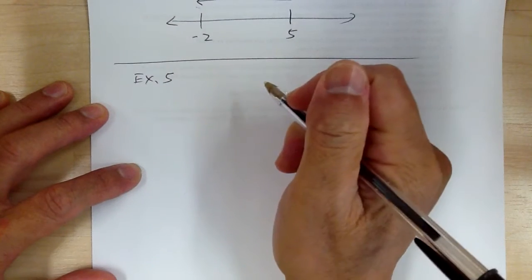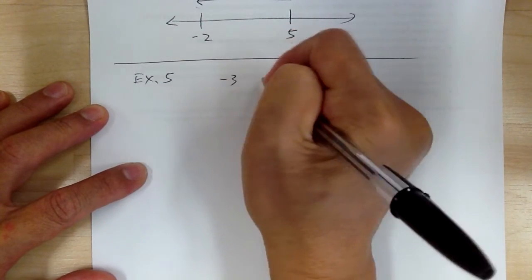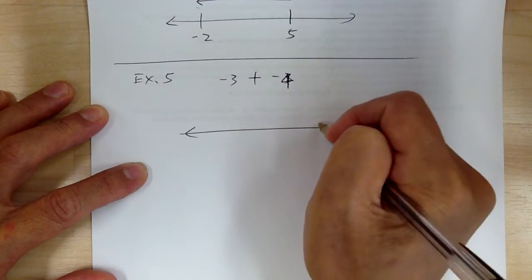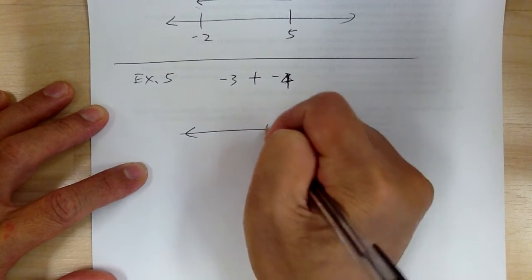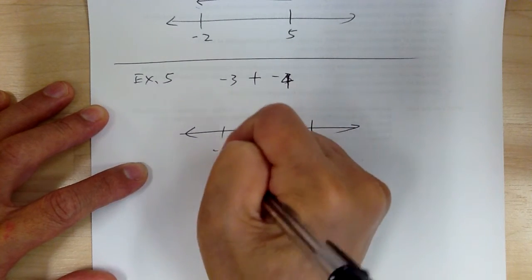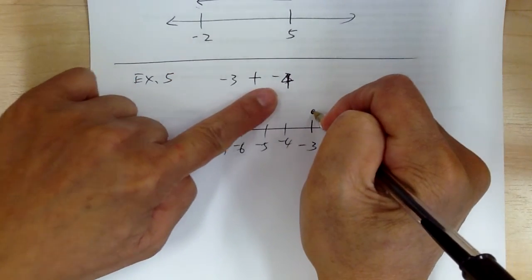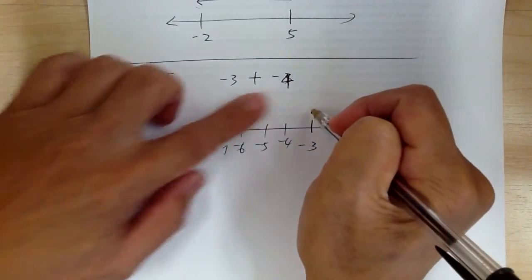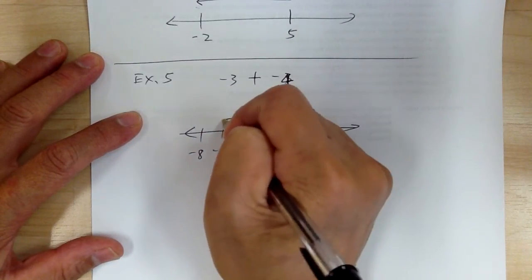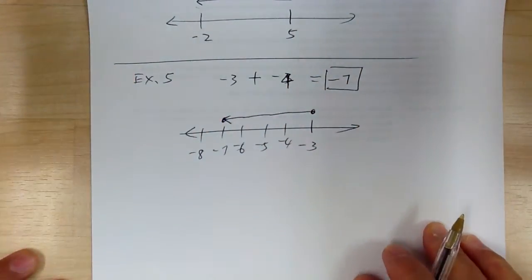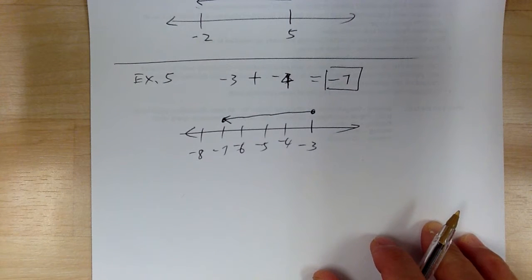Okay, so now let's go to example 5. It says add -3 and -4. So basically, you're adding these two together. Let's start with the number line. You've got -3, -4, -5, -6, -7, -8, right? Again, the first number is where you start, and adding -4 means you go this direction 4, right? So 1, 2, 3, 4. And that's where you end up. So your answer would be -7. Again, those are just the basic definition of addition of numbers.